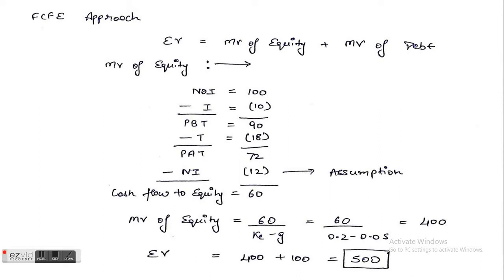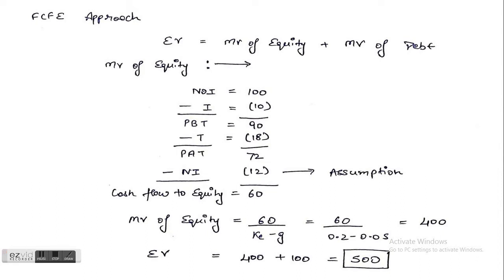In order to calculate the market value of equity, I'll have to divide this 60 by cost of equity minus the growth rate. And hence, the market value of equity comes to 400. We already know the market value of debt, which is 100, and hence the total enterprise value comes to 400 plus 100, which is 500.